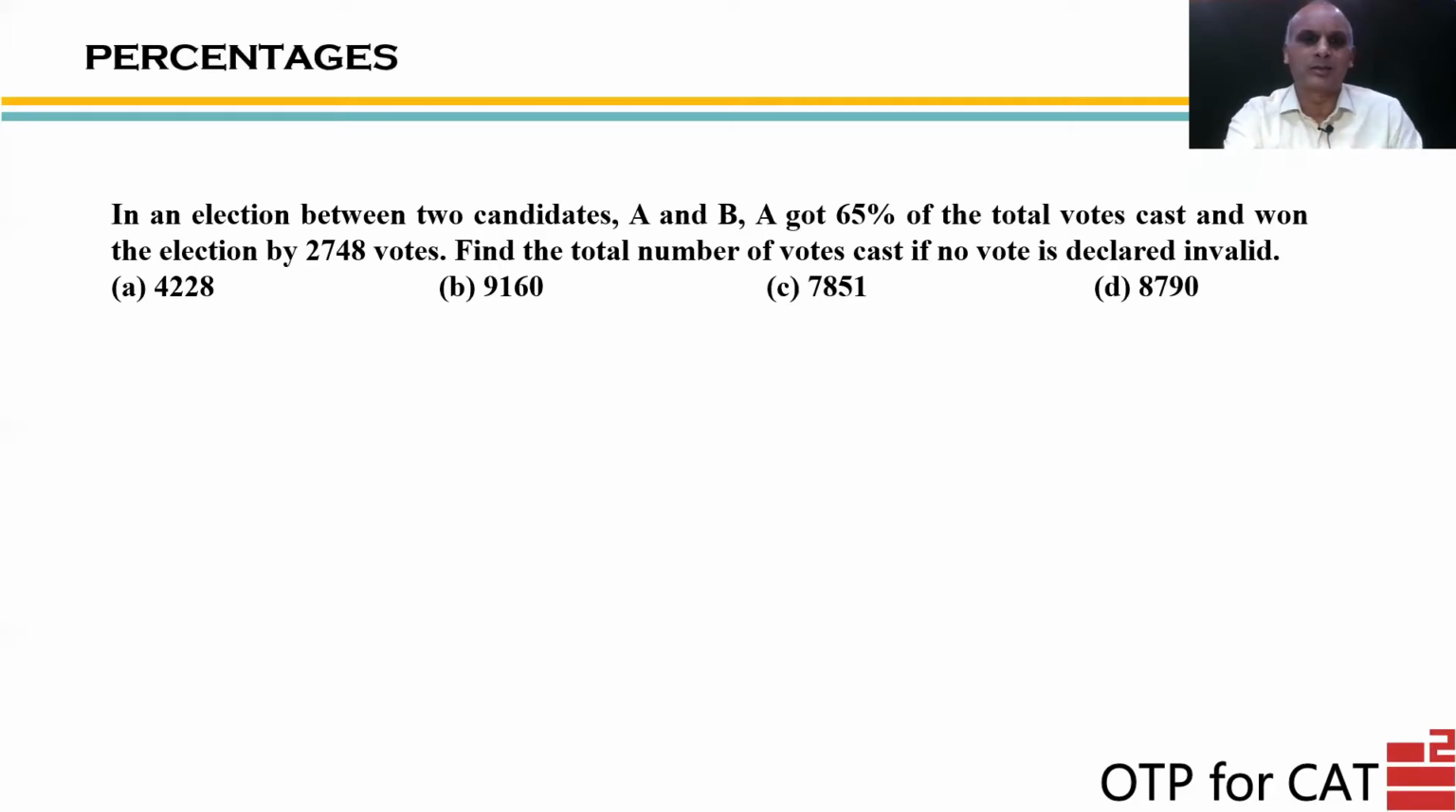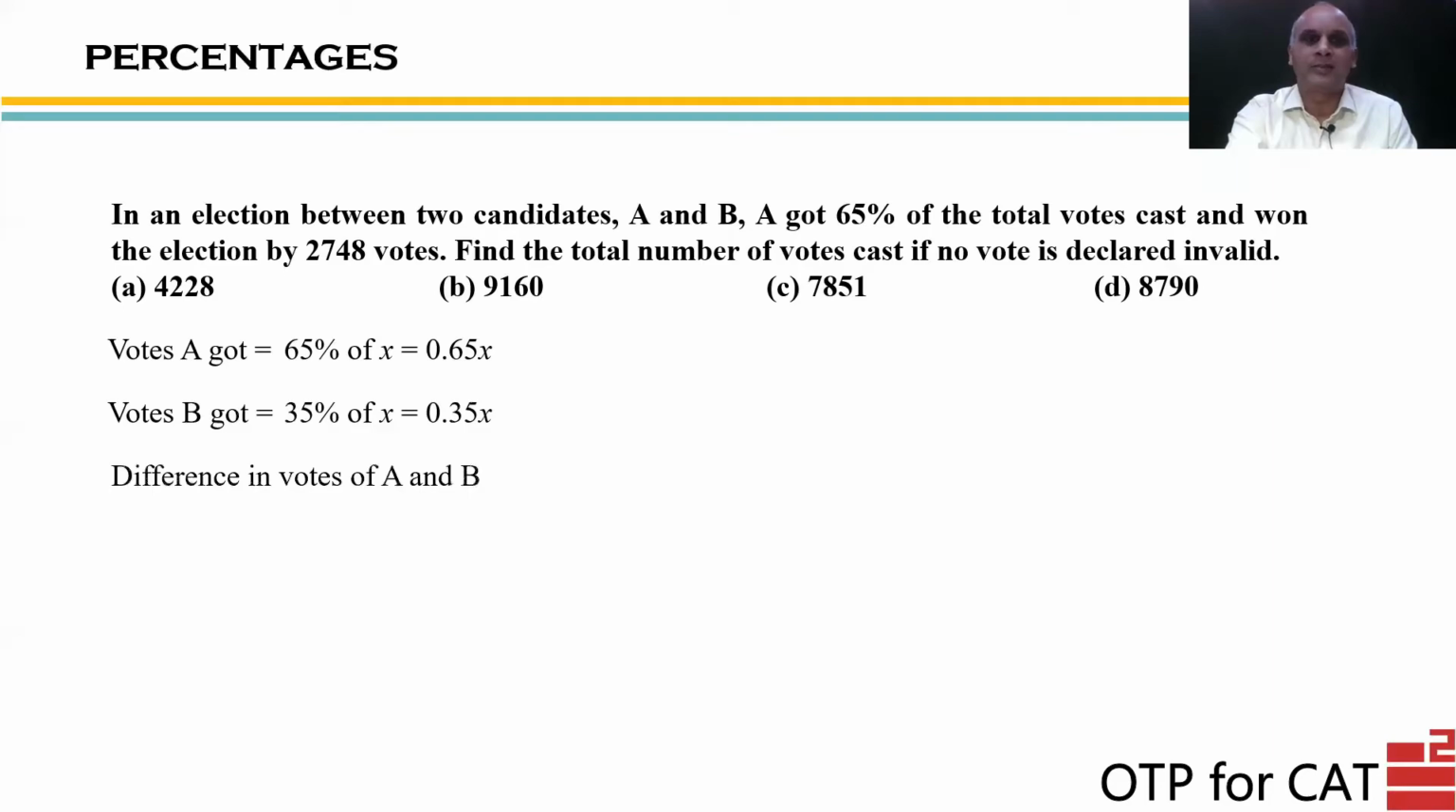So how many votes were cast? Let us say A got 65% of X, where X is the total number of votes cast. So that is 0.65x. Therefore, B would have got 0.35x. Difference of them is 0.65x minus 0.35x, which is 0.3x, and that's given in the question to me as 2748. So I get this equation and I can solve it now, that x is equal to 2748 divided by 0.3, which is 9160. Again, this is a conventional approach of solving the question.